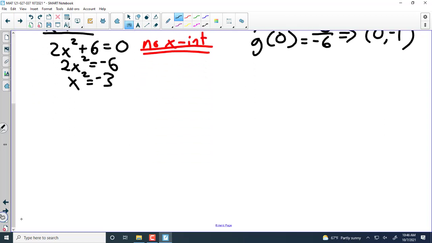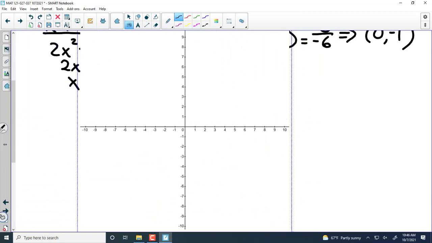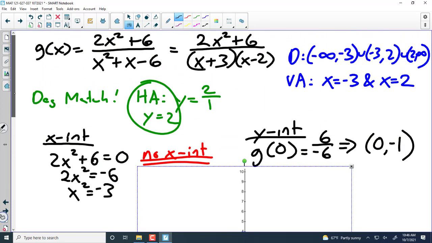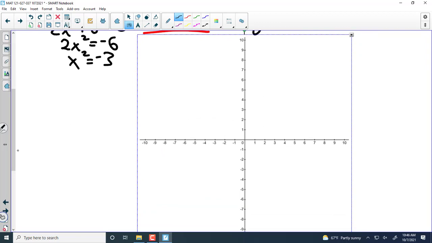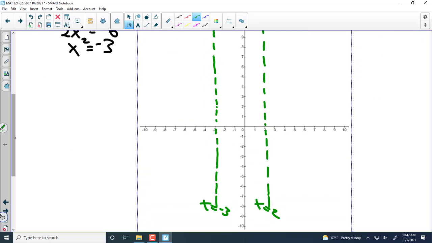So let's get my coordinate system up here. Sorry, I should have shrunk down this picture before class, but I did not. Let's see, I did have 2 vertical asymptotes. They were at negative 3 and 2. So let's get those in there. That's not great. Well, I shouldn't have done a dashed line. Okay. So that's x equals negative 3, x equals 2. What else did I have? Did I have a horizontal asymptote? Yeah, y equals 2.